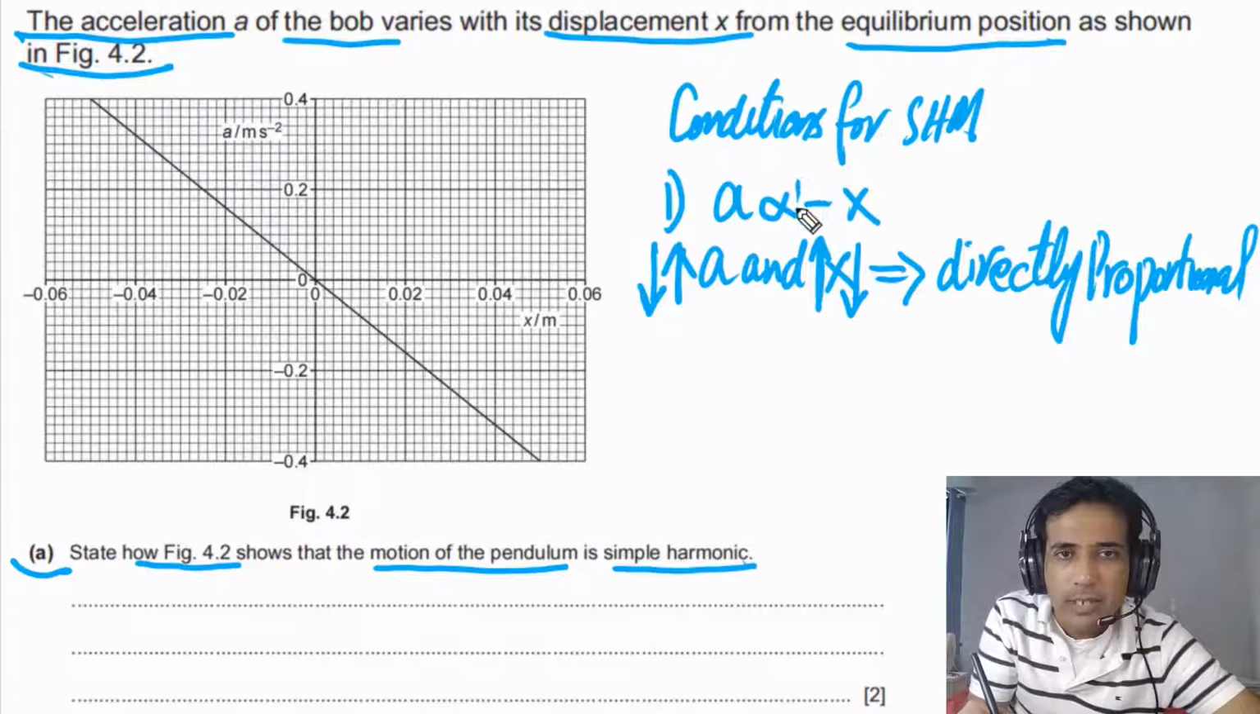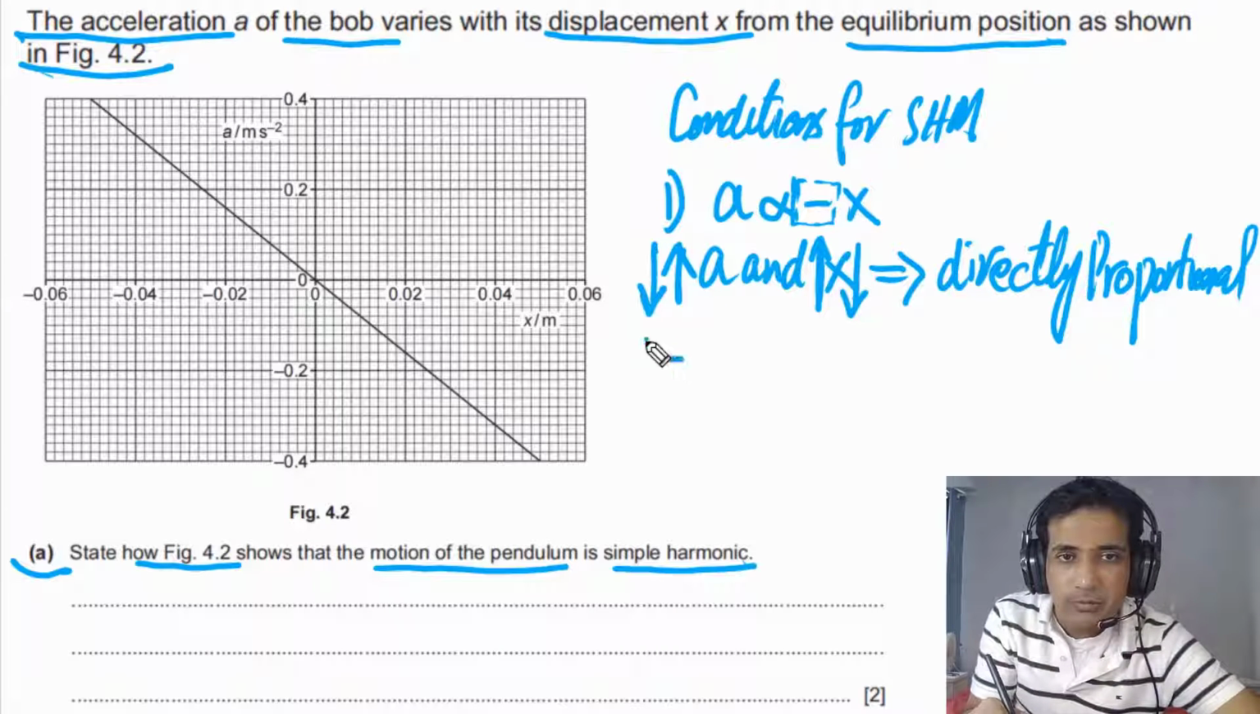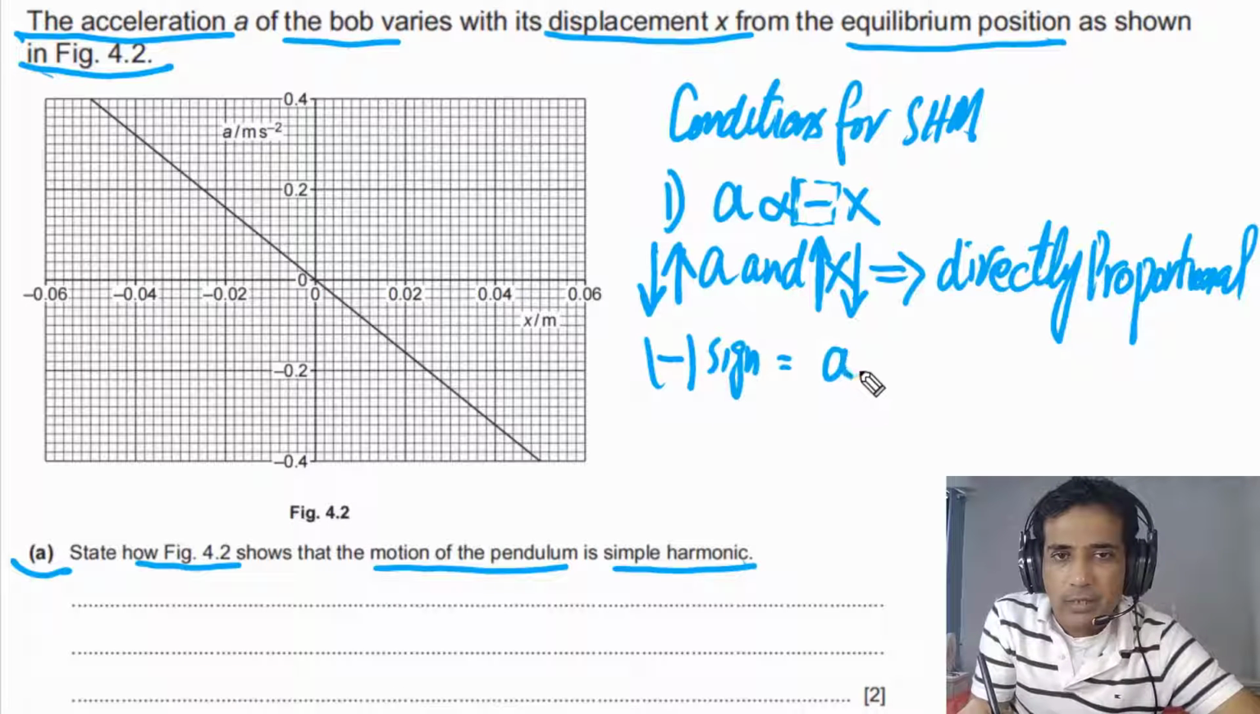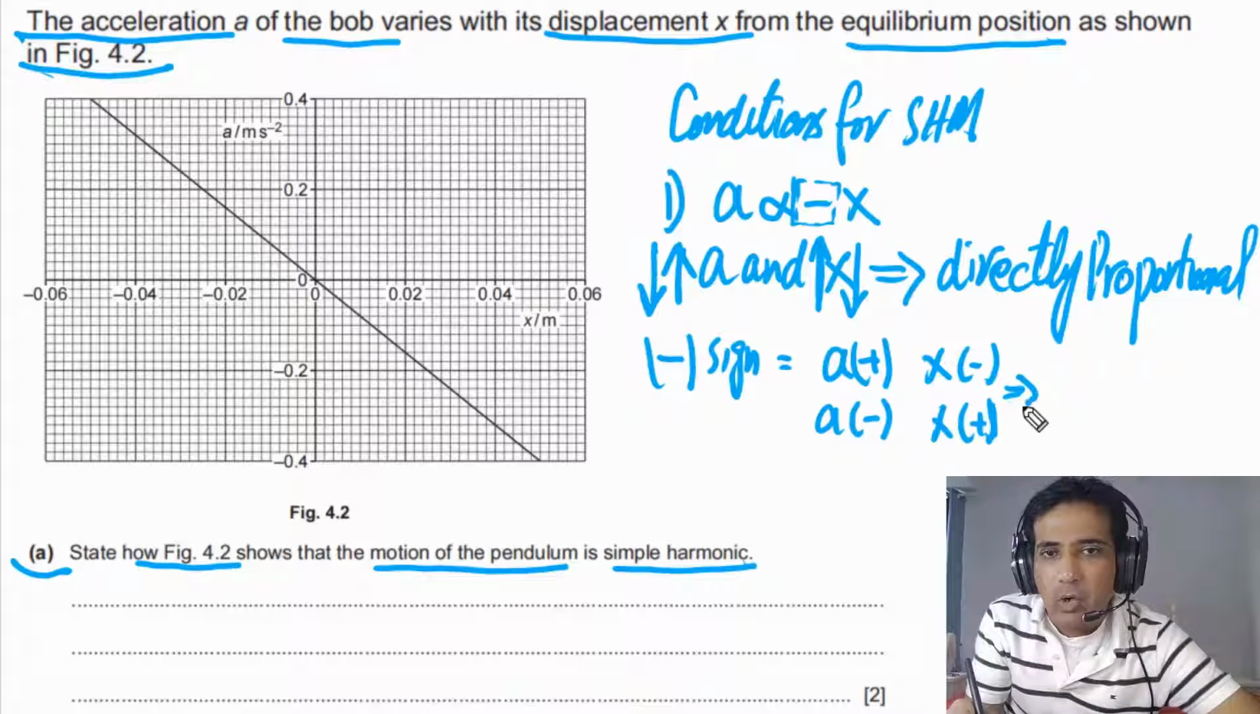Now let's try to understand the significance of this minus sign. This minus sign simply tells us when A is positive, x has to be negative. And when A is negative, x has to be positive. It simply means that A and x have opposite directions.